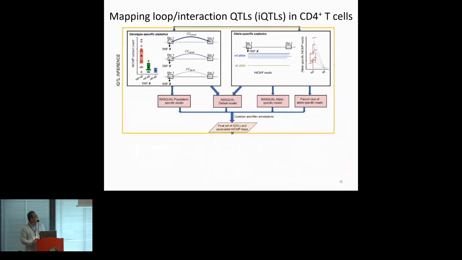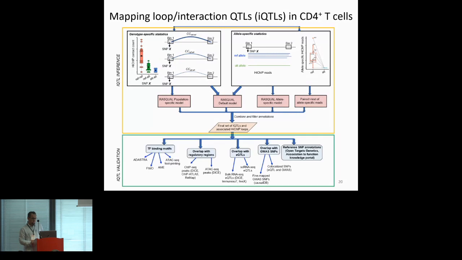And here, as you can see, the idea is to be able to look at genotype-dependent trends as well as allele-specific trends and combine them, filter them, and overlap them with a myriad of different data sets and different signatures, such as transcription factor binding sites, ReMap, as mentioned, ADASTRA, which gives you allele-specific imbalance, FineMap, GWAS SNPs, co-localized SNPs, and so on and so forth.